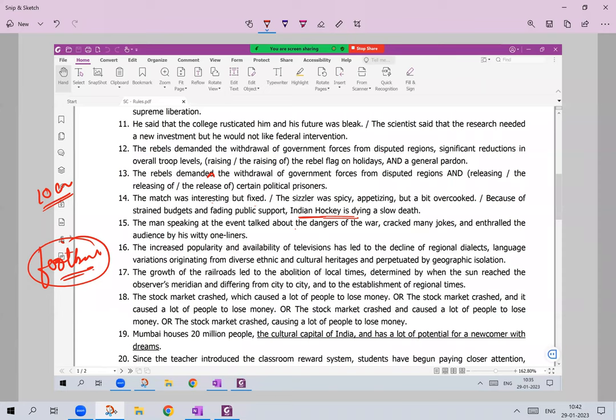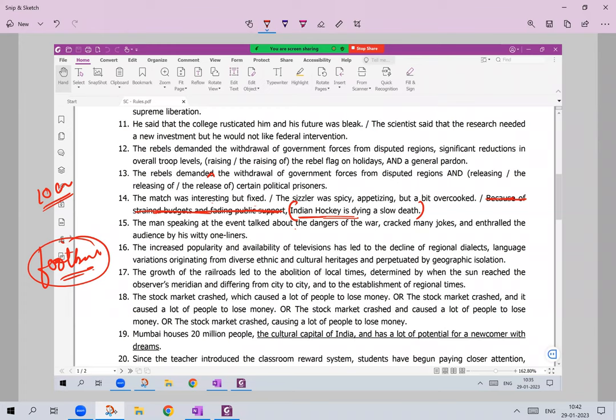If this is a sentence that is written to you in an RC passage or, let's say, a CR argument, so this is absolutely crap. Because of strained budgets and fading public support, Indian hockey is dying a slow death. This is a modifier. My main core part of the sentence still remains: Indian hockey is dying a slow death.